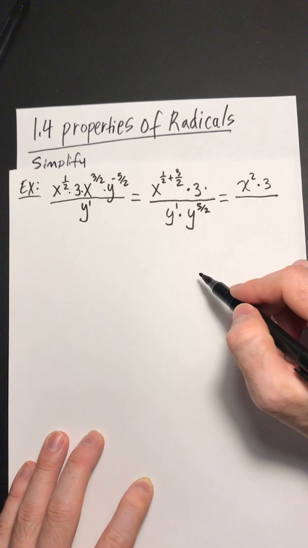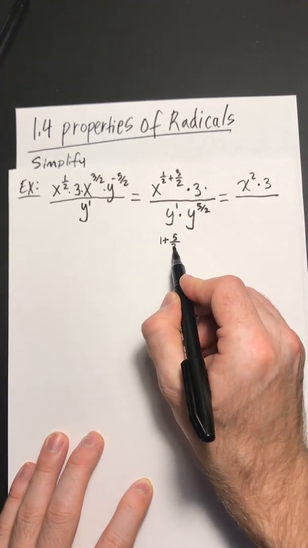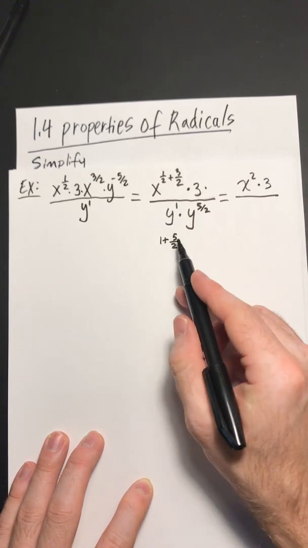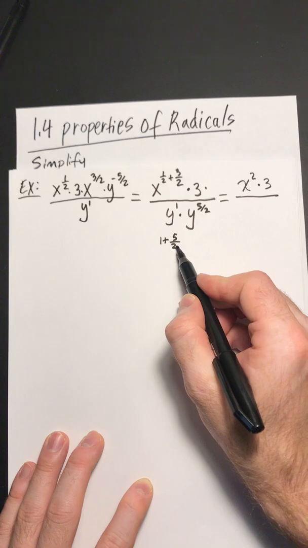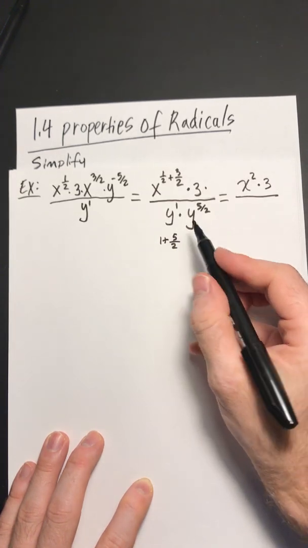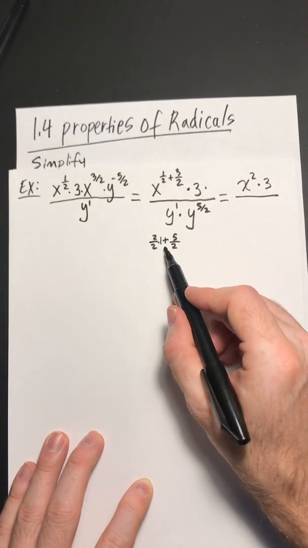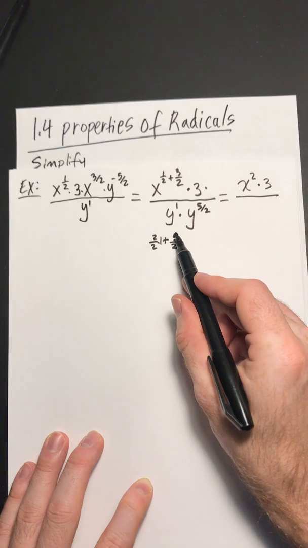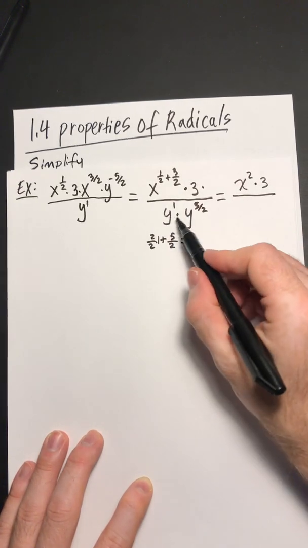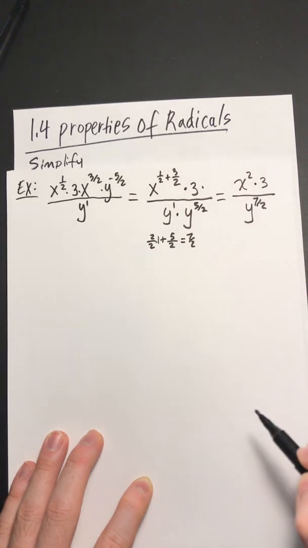Same base, we add the exponents. Now, 1 plus 5/2. To add fractions, I have to have the same denominator. So what's the denominator? It's a 2. To make 1 have a denominator of 2, I multiply the top and bottom by 2. So that's 2 over 2 plus 5 over 2. That's 7 over 2. So how much y do I have? I've got y to the 7 over 2.